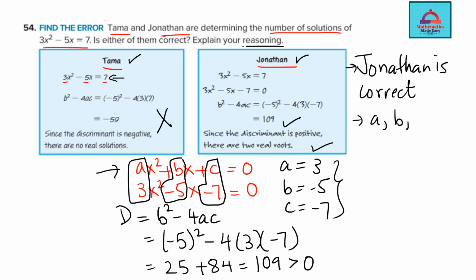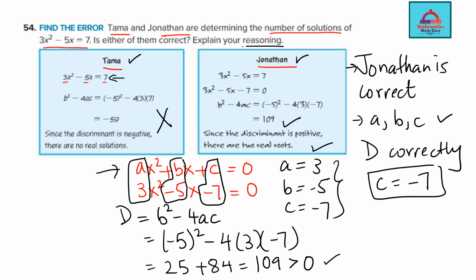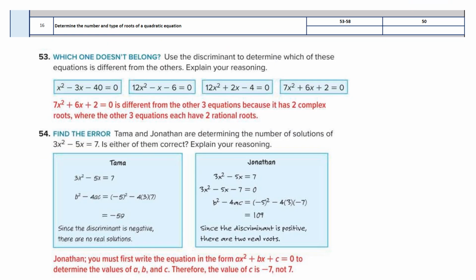So Jonathan is correct, and the reason why he is correct is because he took the correct values of A, B, C, and then he found his discriminant correctly. As you see, he has got the correct answer, 109, and he did not make the mistake of taking C as 7. The correct value of C is minus 7, whereas Tama did it wrong. He took C as 7, which was not right. Okay, so Jonathan is correct.